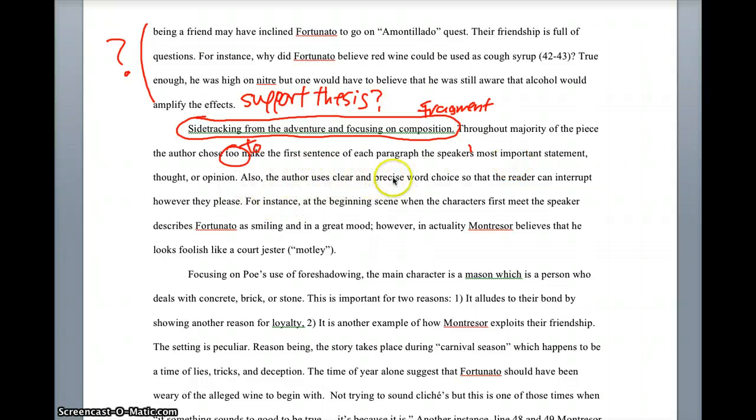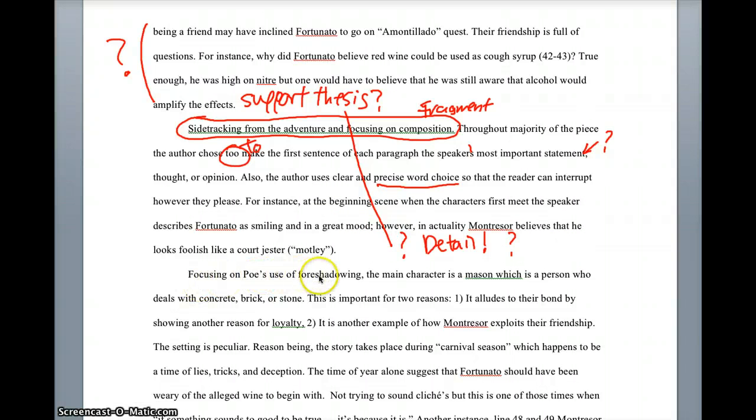Also, the author uses clear and precise word choice. Okay, now this could work for the detail, but that's a stretch. I'm just trying to analyze here what they present with respect to analysis of Poe's writing style. But what's missing is the thesis. And the thesis is supposed to focus on detail. So why didn't they put that in there?